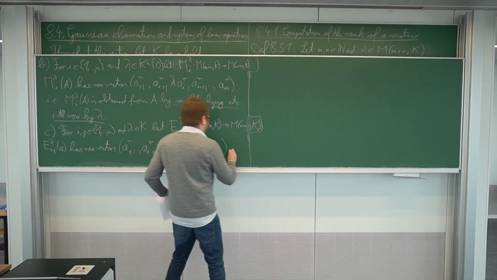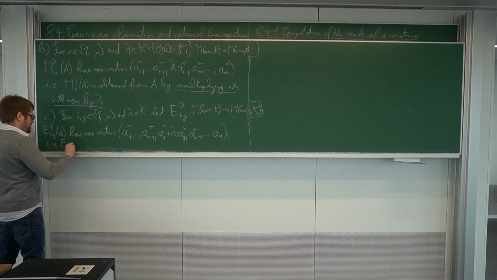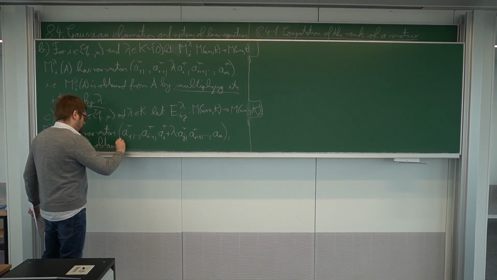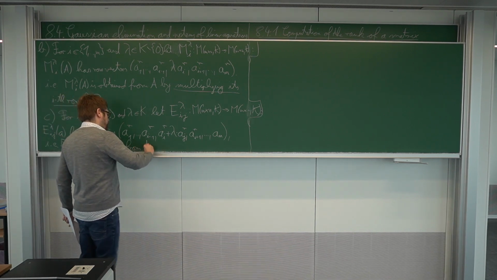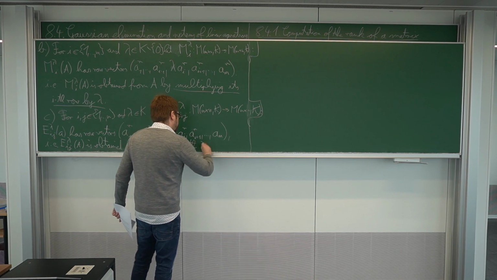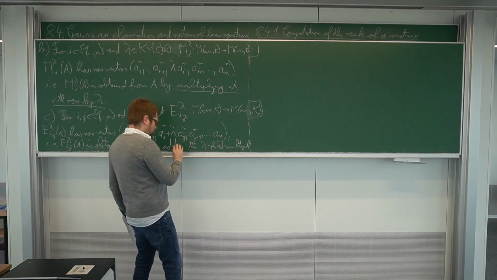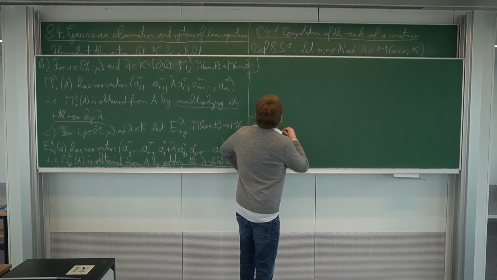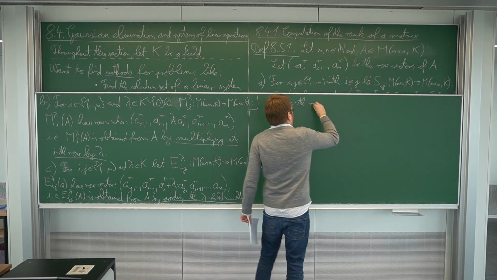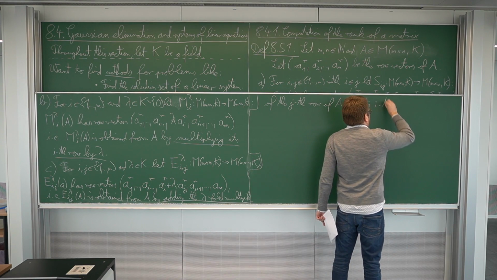So let's also verbalize this: E lambda i j of A is obtained from A by adding the lambda-fold multiple of the jth row of A to its ith row. I hope it's still readable.